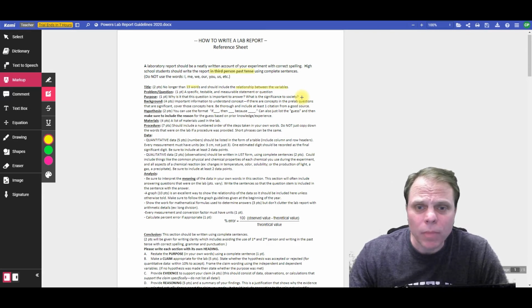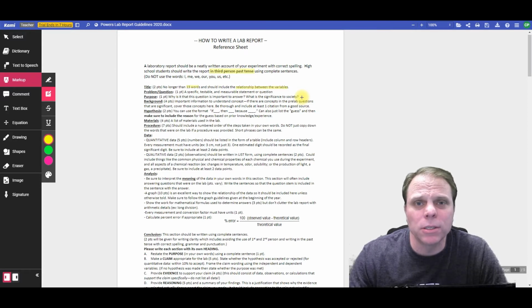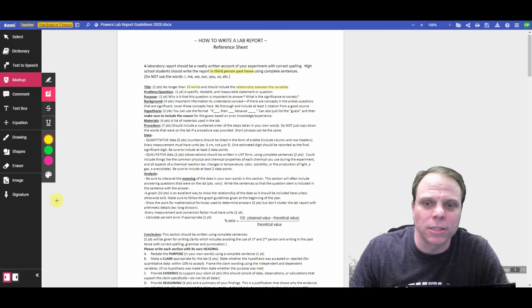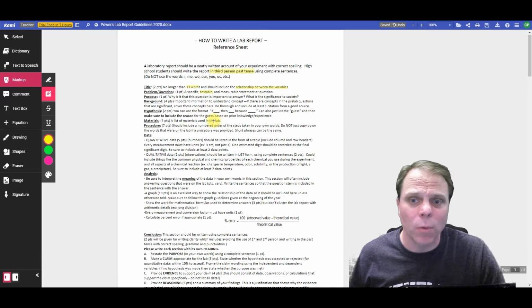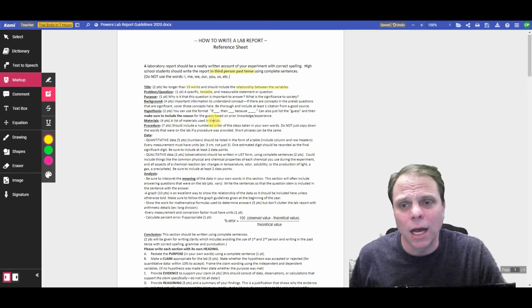Next thing is the problem or the question. Okay, so we want to make a specific, testable, measurable statement or question. Okay, and so a couple key words there are that it is testable. In scientific writing, it needs to be something where we can test the hypothesis, right? And so we want to make sure that this is a testable question that we're proposing. And then we have a purpose.